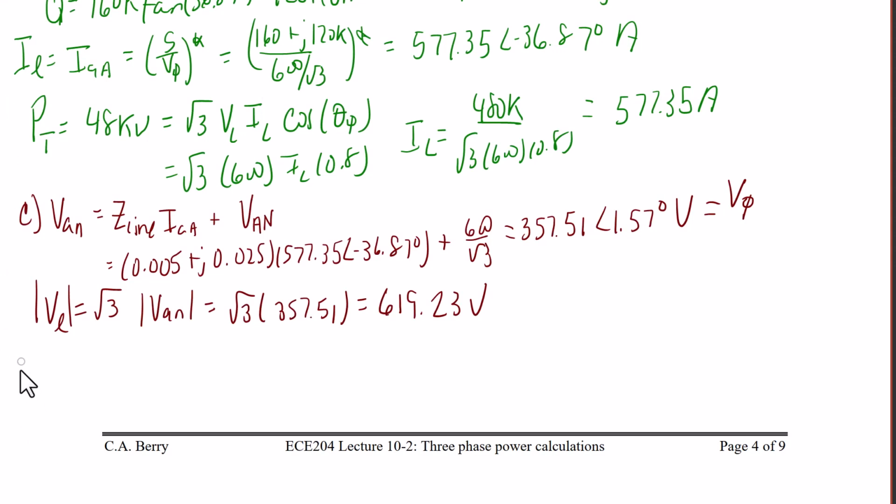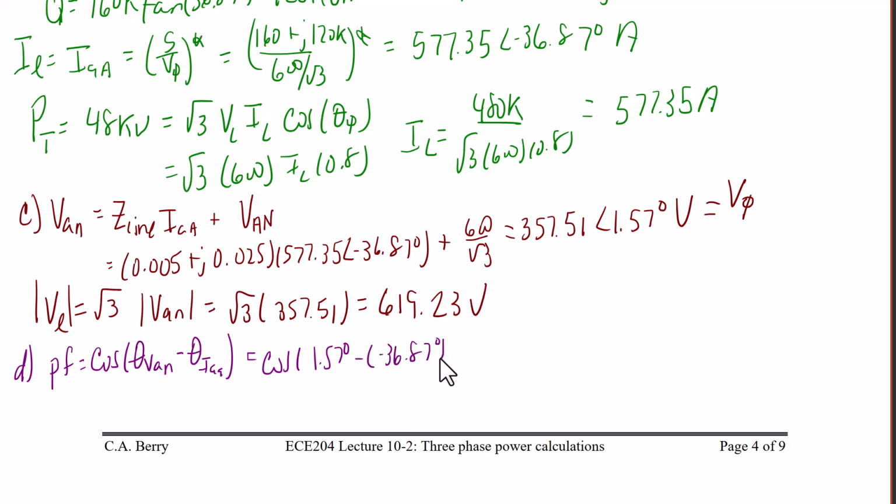Finally, our last step is to calculate the power factor at the sending end of the line. So the power factor is going to be equal to the cosine of theta VAN minus theta I_aA, which is the cosine of 1.57 degrees minus negative 36.87 degrees, which equals the cosine of 38.44 degrees. That angle is greater than 0, so it's going to be lagging. And so the power factor is 0.783 lag.